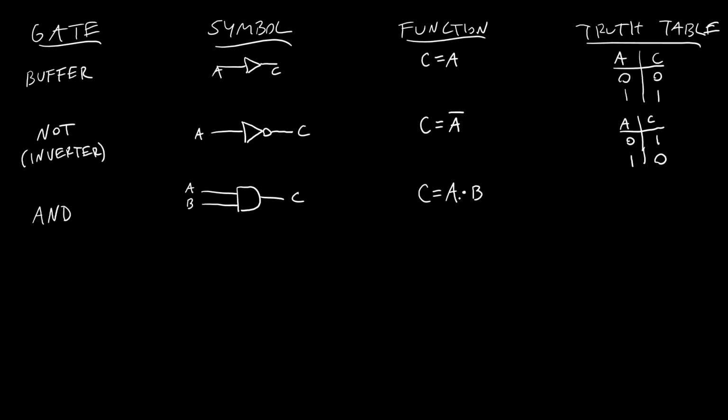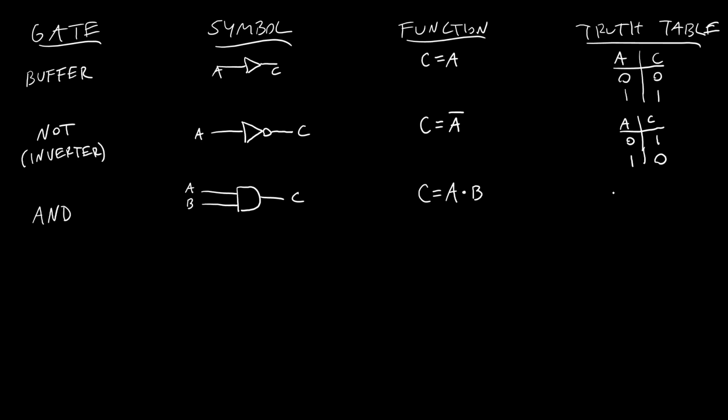So if you think about this mathematically with A and B as 0 and 1, then the output C is only going to be 1 if A and B are both 1. Otherwise, 0 times 1 is 0, 1 times 0 is 0, and 0 times 0 is 0. So if you haven't seen these Boolean algebra operations before, you can kind of think of it like that.